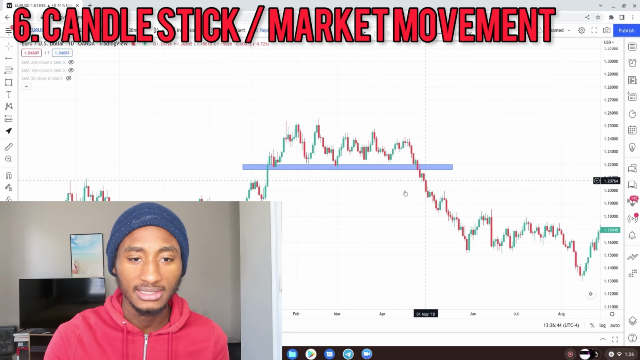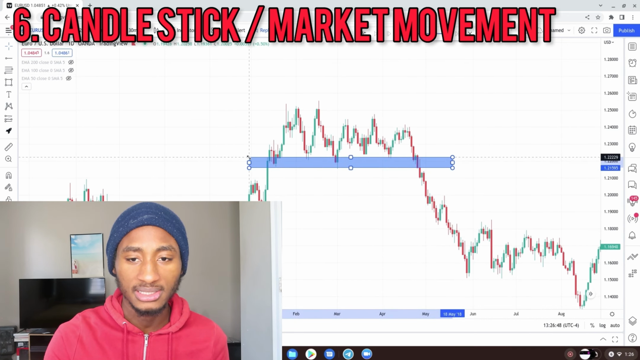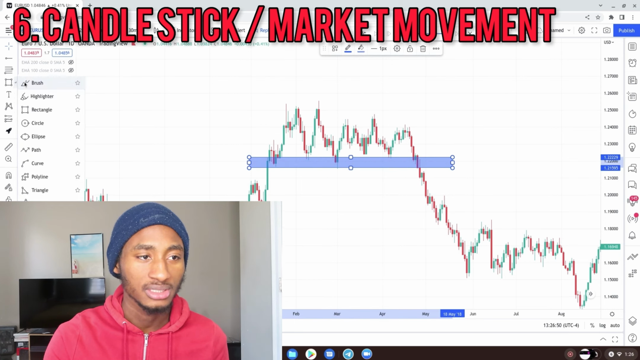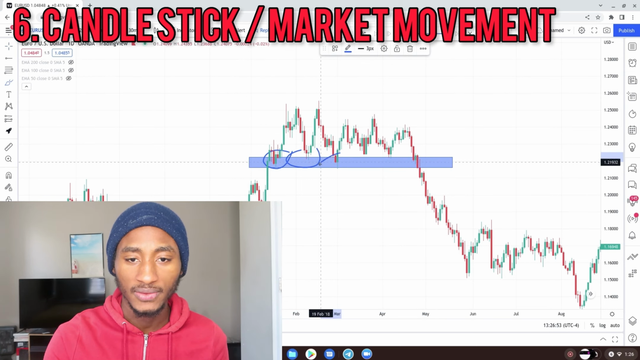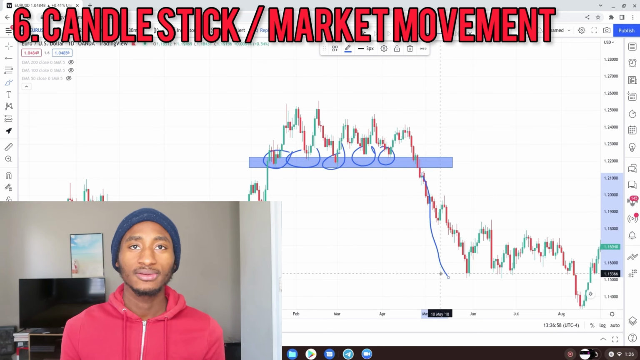Another one is like this again, right? You can say, okay, the market respects this level multiple times, right there, right there, right there, right there, and you know that if the market breaks it and closes, it's going to drop. That's when you understand market movements. You have to understand how to read market movements, and you have to understand the candlestick, because those two things go together. And if you understand those two things, you're going to be really good at the market.